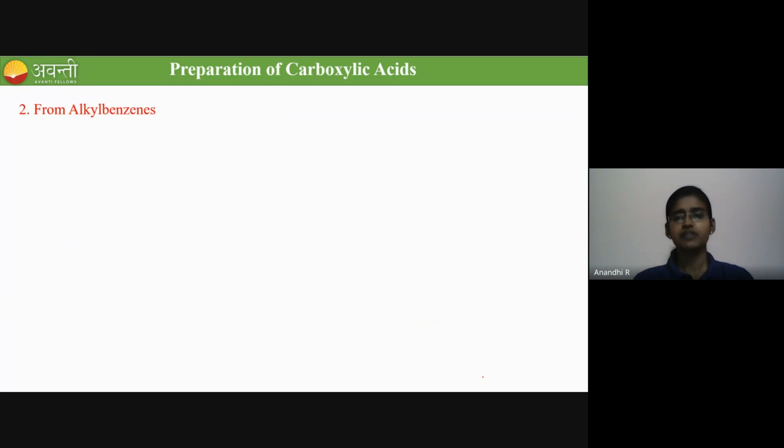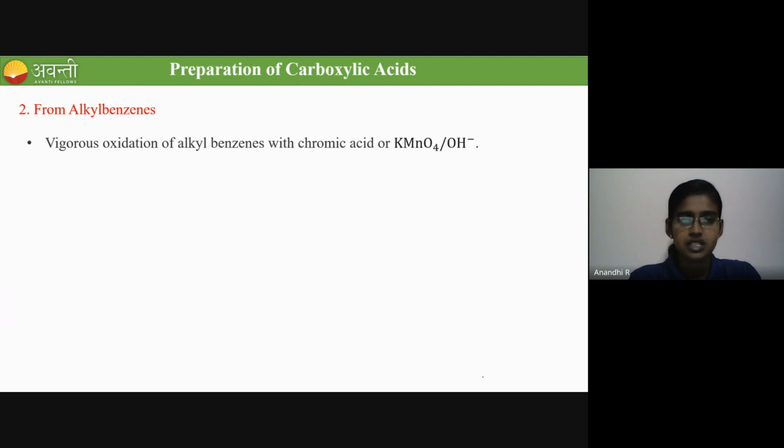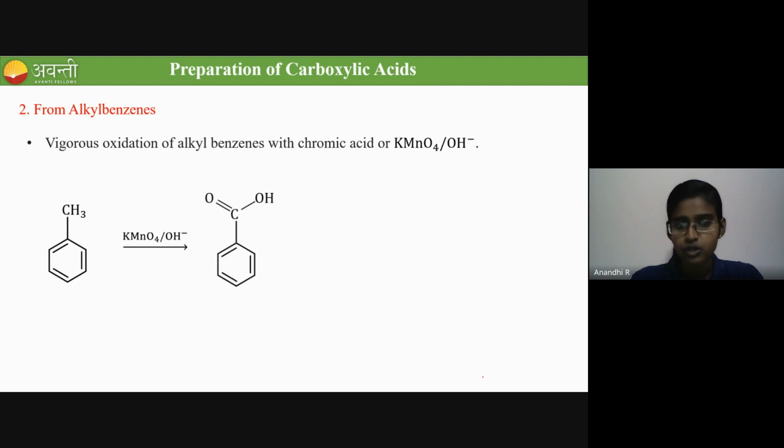The second preparation of carboxylic acid is from alkyl benzenes. What are alkyl benzenes? Alkyl group containing benzenes. For example, we can take toluene, which contains a methyl group as a substituent on the phenyl ring. The vigorous oxidation of alkyl benzenes with chromic acid or potassium permanganate in basic medium forms the corresponding carboxylic acid. You see here, this is toluene, and toluene is undergoing oxidation with KMnO4 and forming the carboxylic acid.